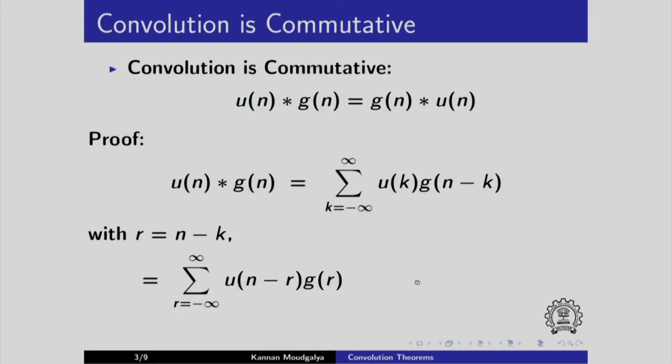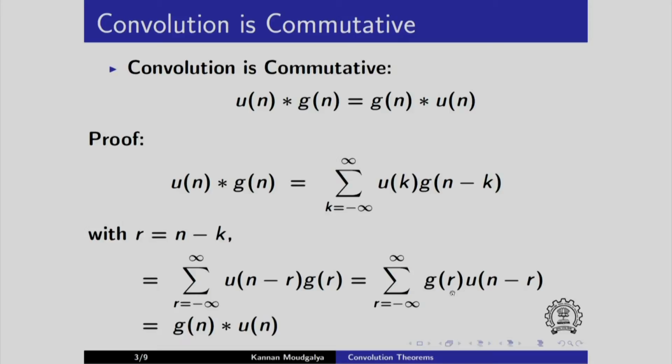So I get this, and this is nothing but g of r into u of n minus r, because g and u are scalars. So it is understood that we are talking about scalar values for both g and u. If any of them is a matrix, then you have to be careful about it. If it is a matrix vector arithmetic, then you have to be careful. When both are scalar, you can change the order of multiplication. So this is nothing but g of n convolved with u of n, which is the right hand side. So we have shown this equality.